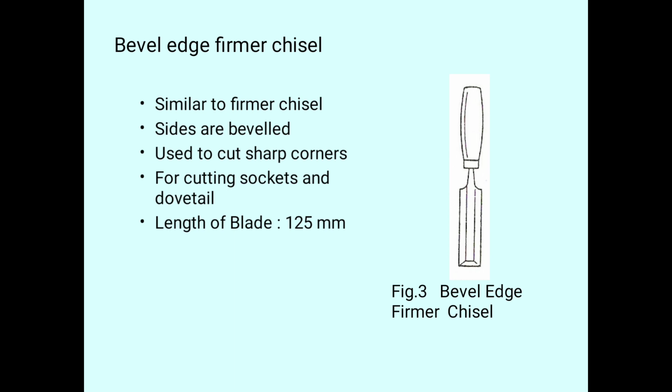So next is the length of the blade, which is about 125 mm. This will be the length of the beveled edge firmer chisel blade. Next, the width of the blade is the same as the previous one, that is 3 mm to 50 mm.